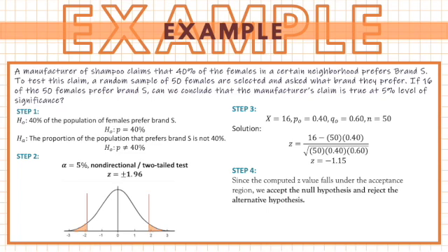Since the computed value falls under the acceptance region, the decision is to accept the null hypothesis and reject the alternative hypothesis. Hence, we can conclude that 40% of the female population in a certain neighborhood prefer brand S.